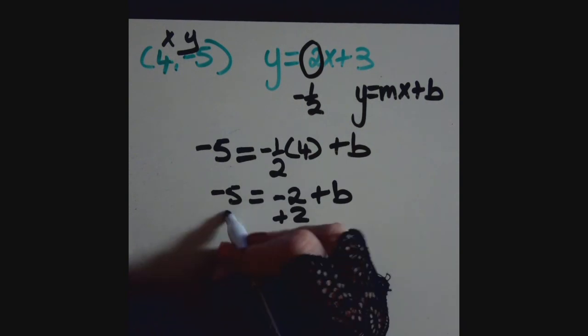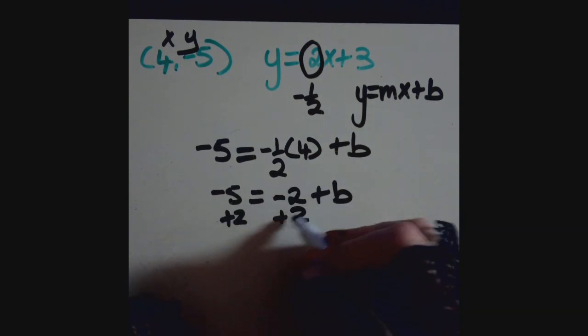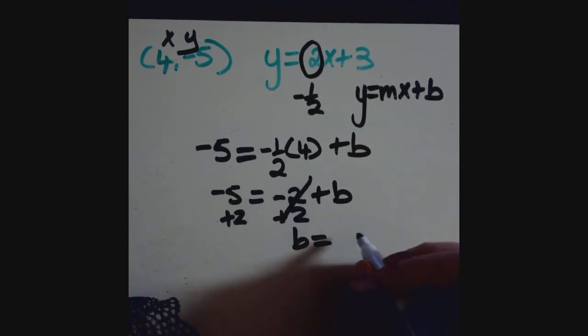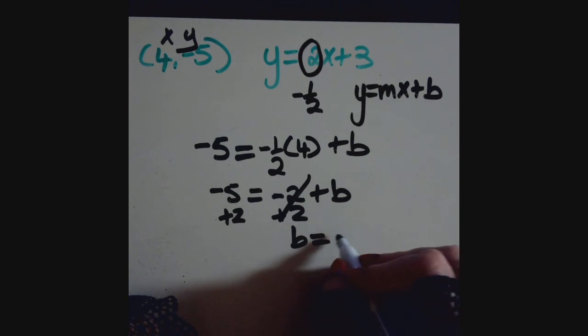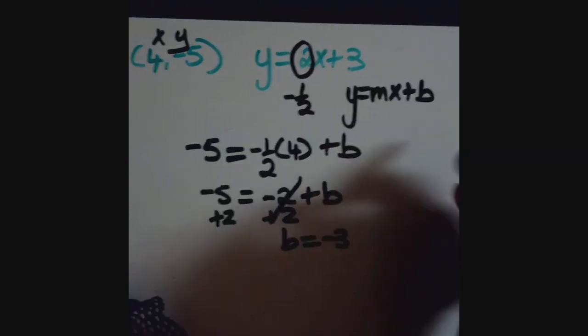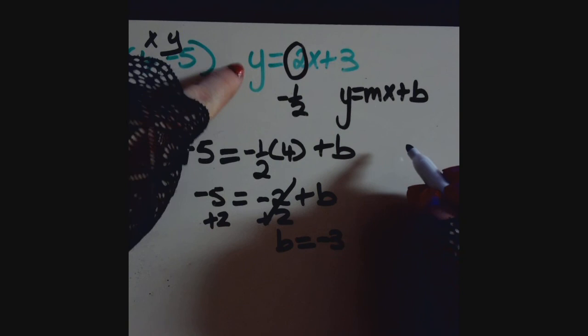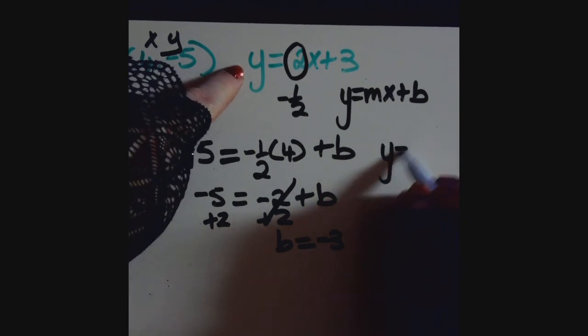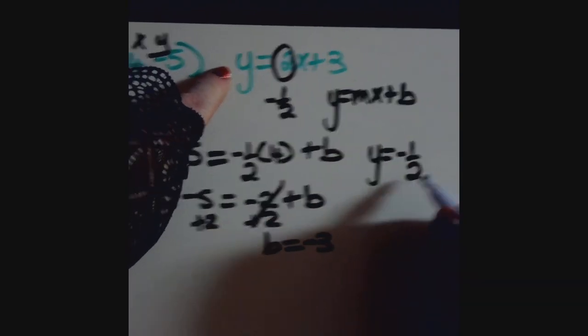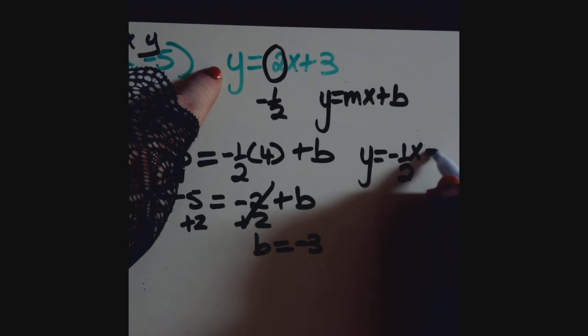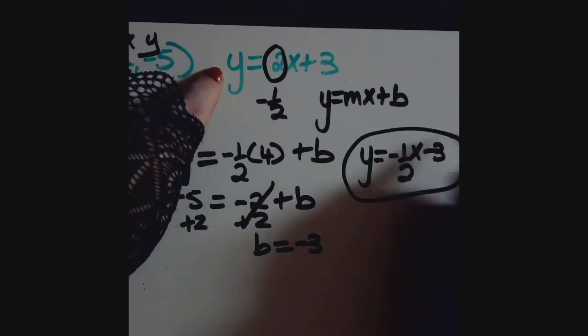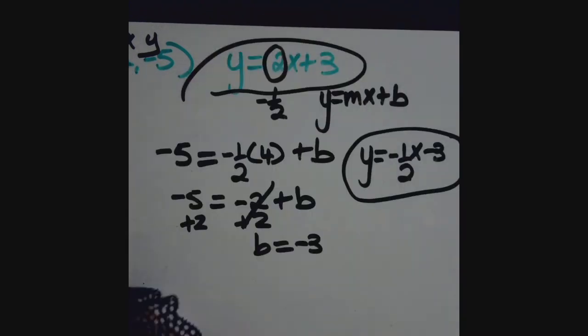Add 2, and b is negative 5 plus 2, or 2 minus 5, which is negative 3. So a line perpendicular to this is y equals negative 1/2 x minus 3. And there you go, that's what would be correct. So there you can see how to do parallel and how to do perpendicular slopes. Okay guys, it's just a matter of practicing.